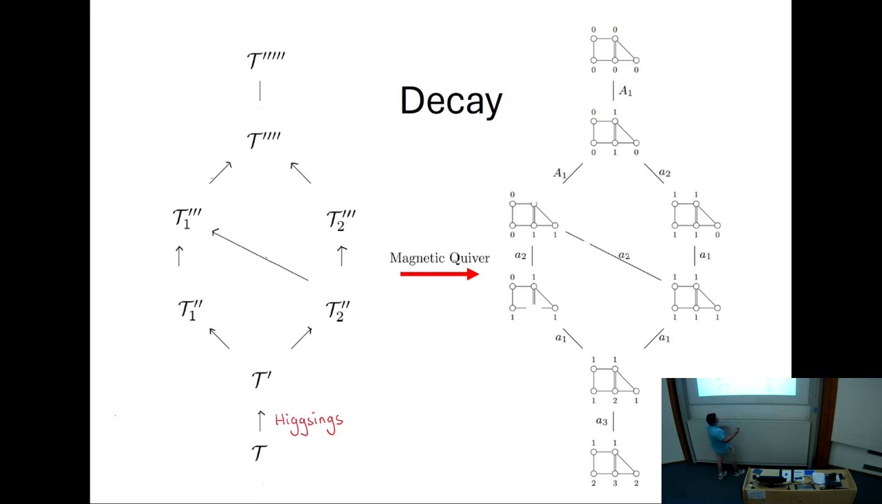And now the algorithm says this quiver can decay in 2 different ways, to the left and to the right, and this means T prime has 2 different kinds of Higgsings, to T1 double prime and T2 double prime, and the Higgs branch of each is described by each of these quivers, and then we complete the rest of the diagram. We have a nice mathematical code to do all of this, so it generates the whole diagram in less than a second. It's nice and efficient.